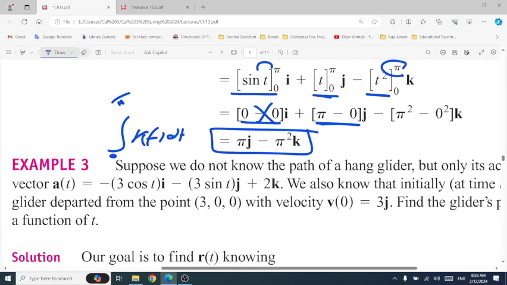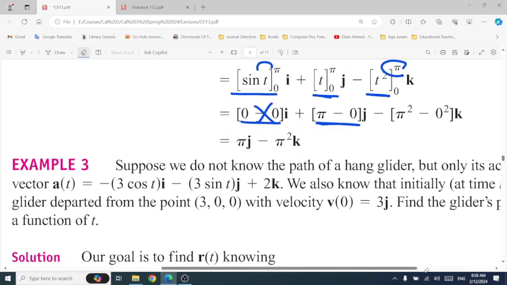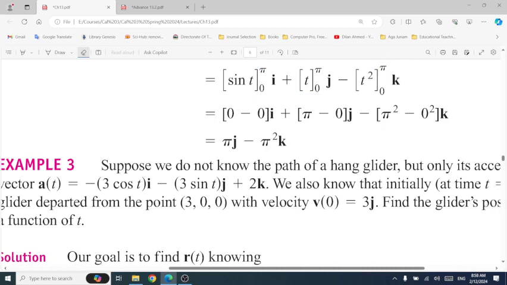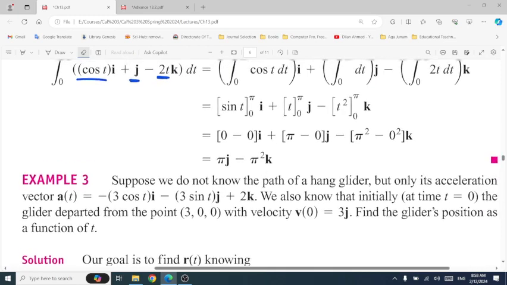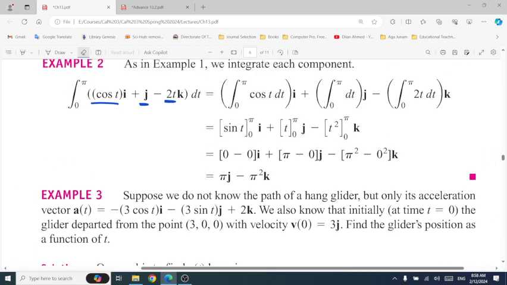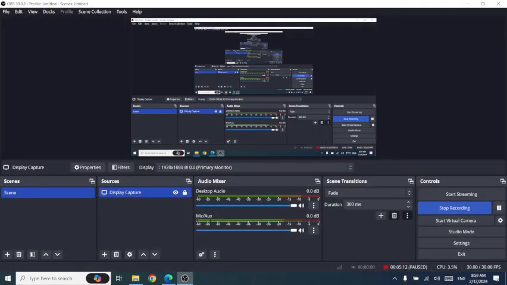Example 3 is important, so listen. At the end of this chapter, in advanced calculus, we have something called a conservative field. We are going to use the same technique that we used here. So I recommend you read the question twice. I'm going to pause the recording for you to read.